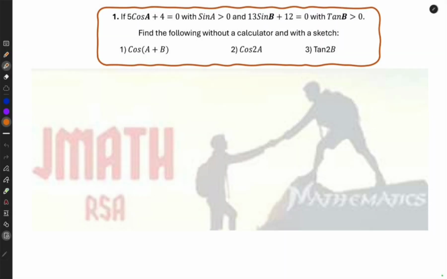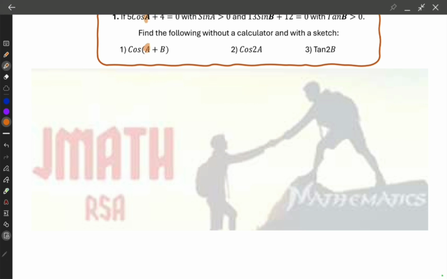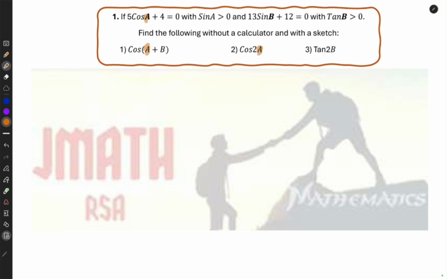So question 1, I can see there's a cos A and a sine B. Whenever I see that, I know I'm going to have to do two separate triangles with this one. So let's first just set up those ones. I'm going to do everything with A in orange and everything with B in purple.